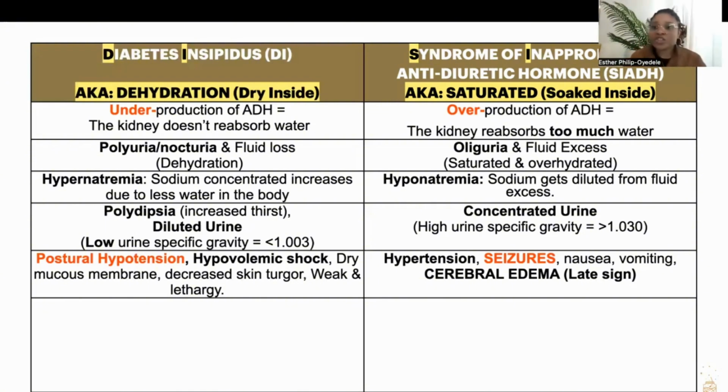Nausea and vomiting is another thing that they would have. And eventually, as the volume increases and increases, if we don't fix this on time, the fluid is going to go to the brain and they might have cerebral edema too, which is why it's a late sign.